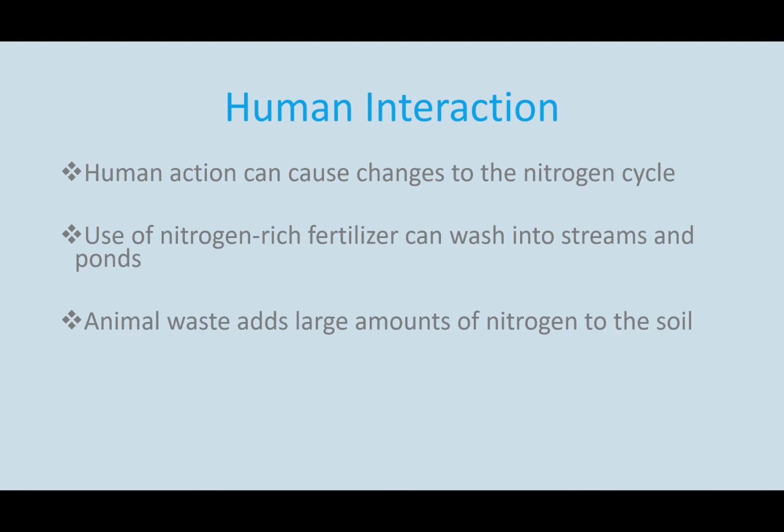As well, we have animal waste that adds large amounts of nitrogen to the soil. So not just the dead and decaying organic matter of plants and animals can release nitrogen; animal waste can also add nitrogen to the soil. While this may be normal in regular amounts, animals that exist in the wild would naturally leave nitrogen in the soil through their waste.